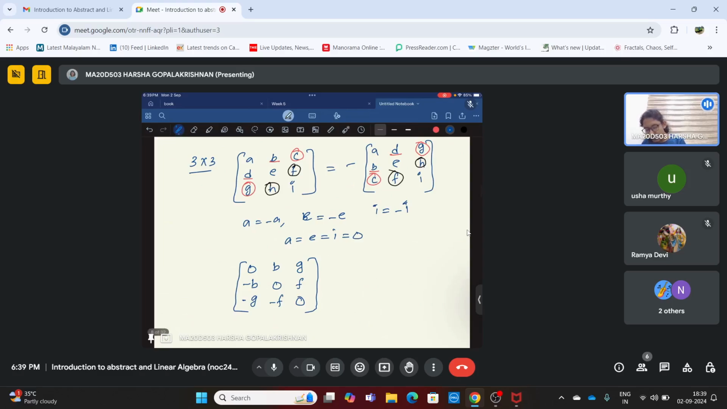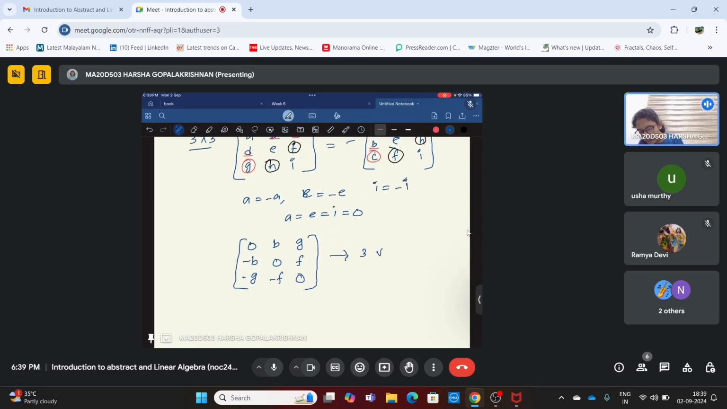Okay. So in 3 by 3 we have 3 variables. What are all the 3 variables? B, G and F. If B is there, minus B should be there. G minus G, F minus F. So these are connected. Okay. So the independent variable is 3 only, B, G, F. So what is the dimension? Dimension should be equal to 3.